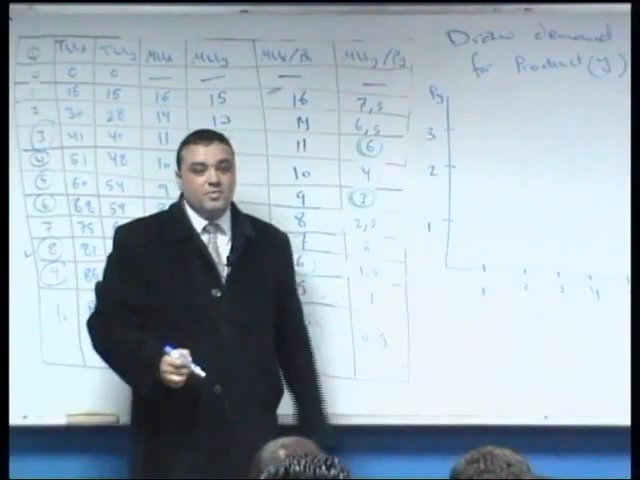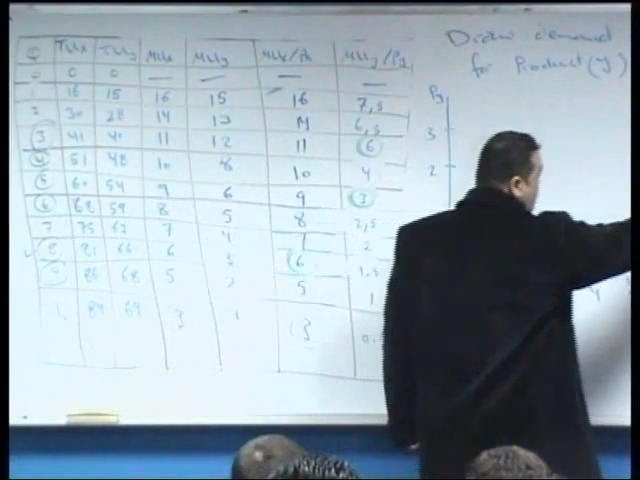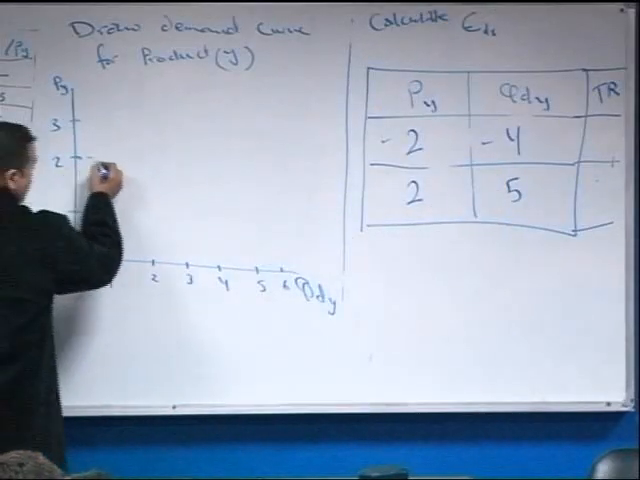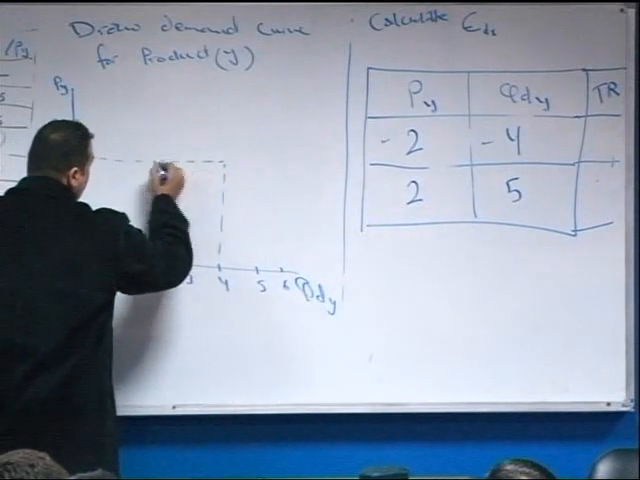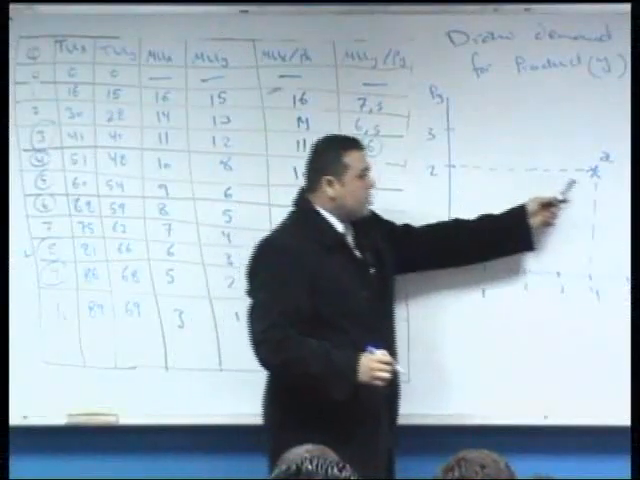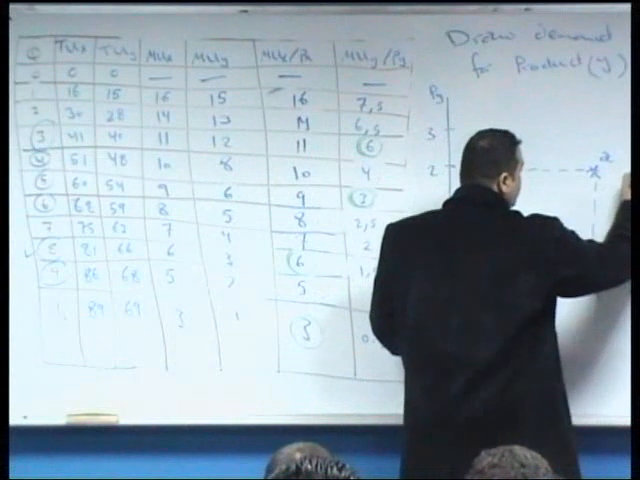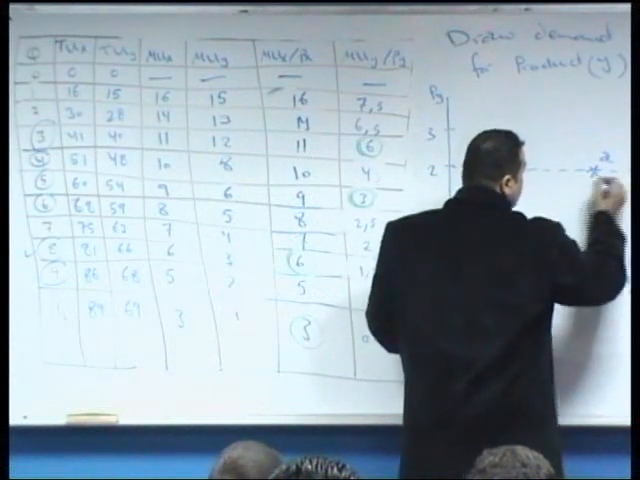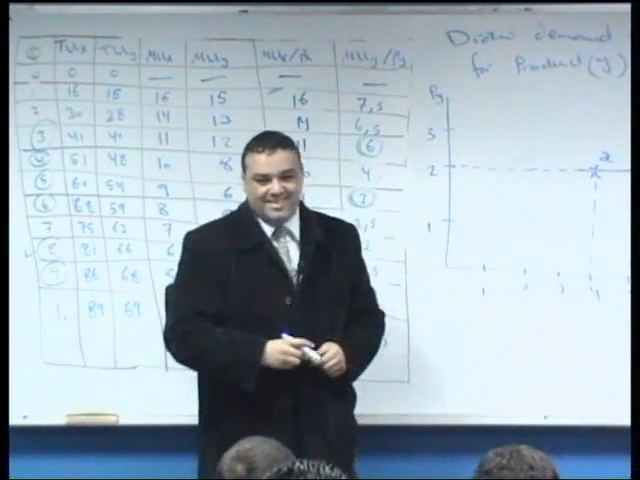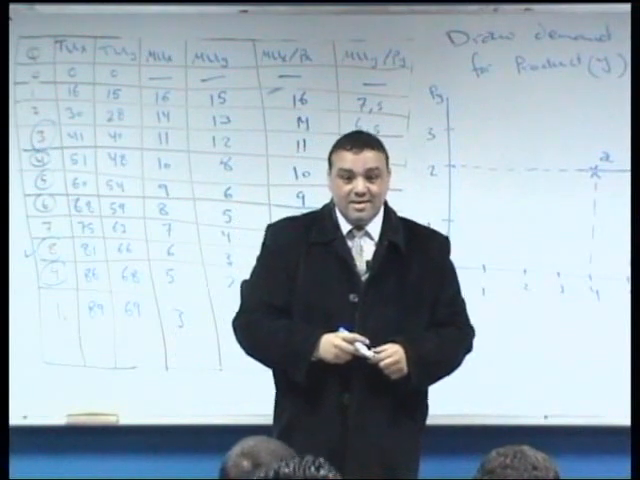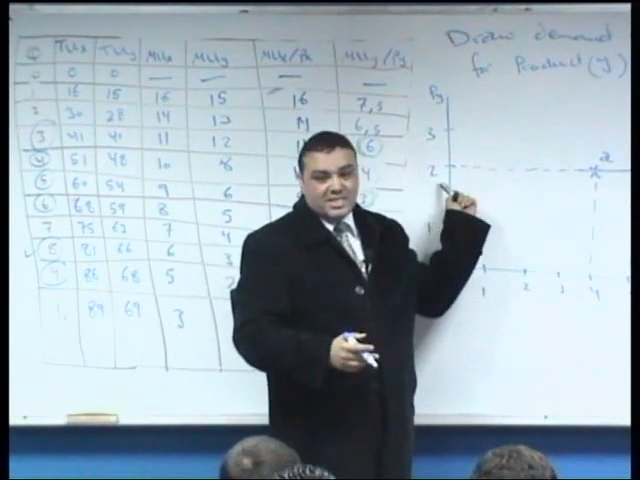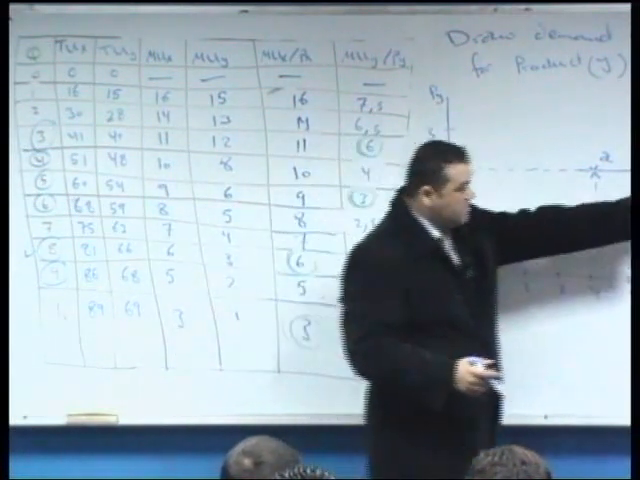At price 2, the first price, the quantity demanded of Y was 4. 2 and 4, point A. Point B, at price 2, the quantity demanded is 5. So the demand for the product Y is perfectly elastic. Although the price of Y remains constant, the quantity demanded changed.